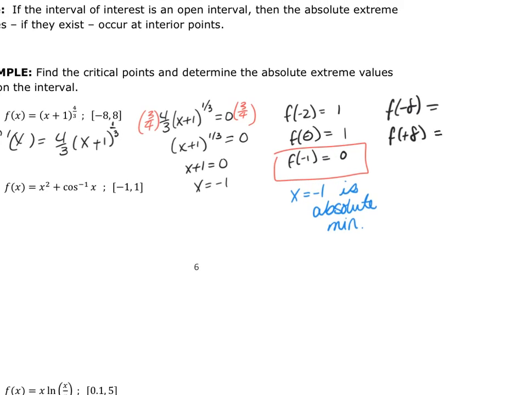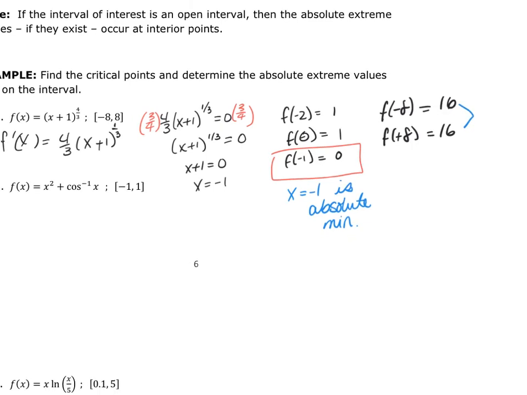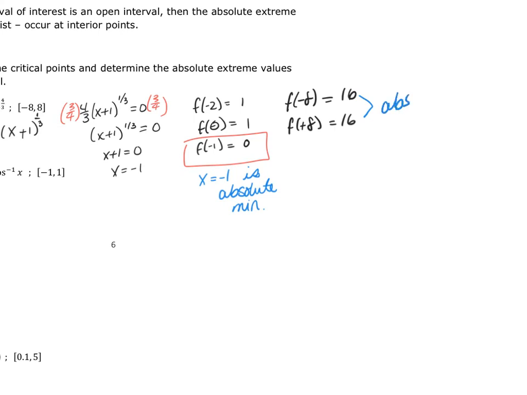I'll go back to the function in a minute. And so 2 to the 4th is what? 16? Is that right? 16? So these are 16. So these are where my absolute maximas are. So my absolute maxes are at the endpoints. And we call these endpoint extrema.